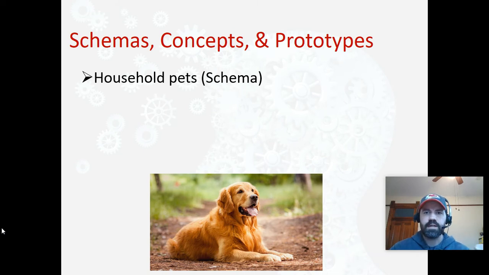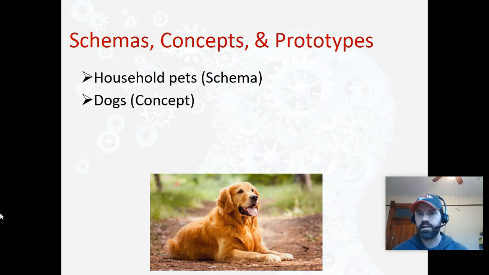And so the next tier are what we refer to as concepts. Concepts are like the files that go inside of a file folder. And so if your schema is household pets, your concept might be dogs, right? And you've got lots of concepts in that schema. You've got dogs and cats and birds and fish and all those wonderful things.